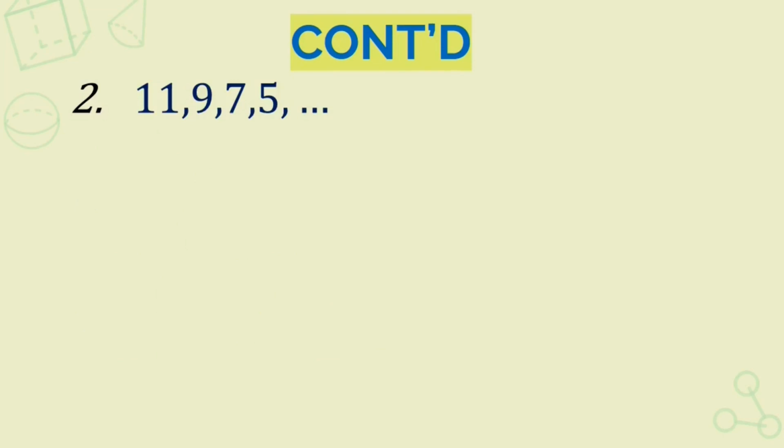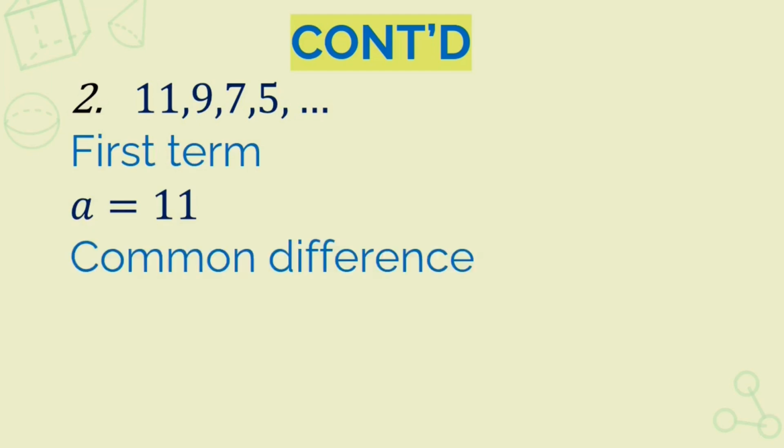Let's look at another example. This is a sequence of numbers represented by 11, 9, 7, and 5. Remember, in an arithmetic progression, we are looking out for the first term, denoted by A, and the common difference, also denoted by D. In this example, the first term, A, is 11. And what will be the common difference? We said that the common difference is given by subtracting the previous number from the next number.